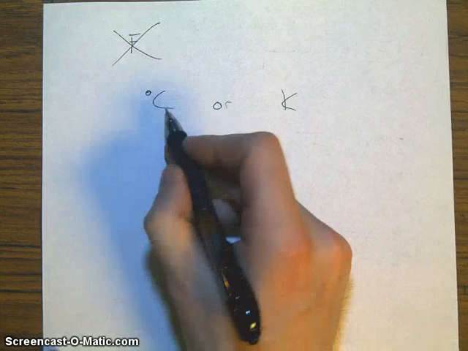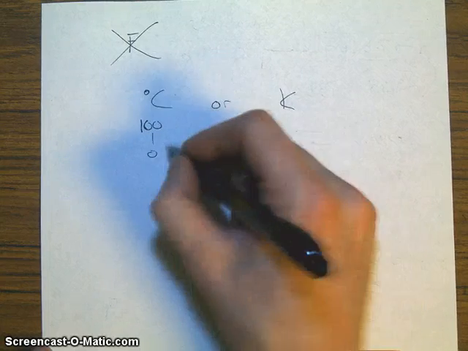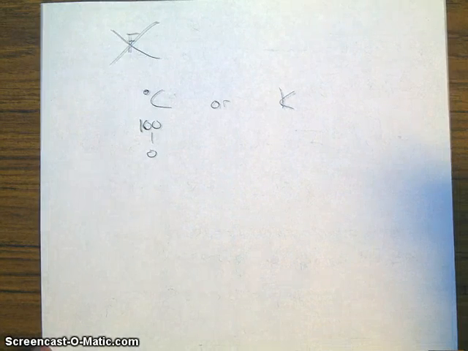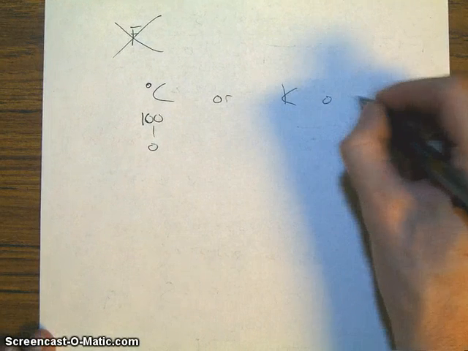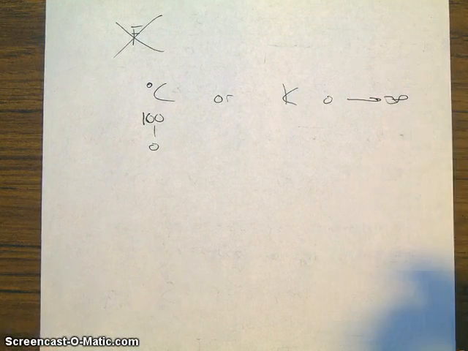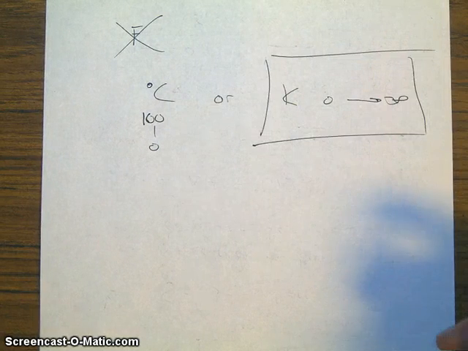But the Celsius scale was set long ago, and they set it between 0 and 100, 0 freezing water and 100 boiling water. They use water as their standard. So Kelvin, remember, goes from 0 to infinity. So when we're dealing with problems involving change, we want to focus only on Kelvin, because then we're not going to have any negative numbers.